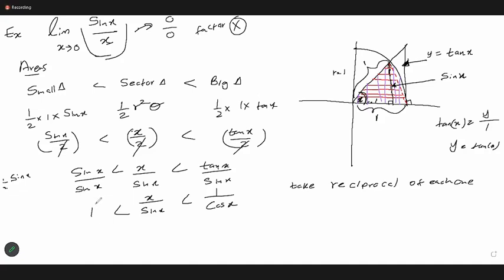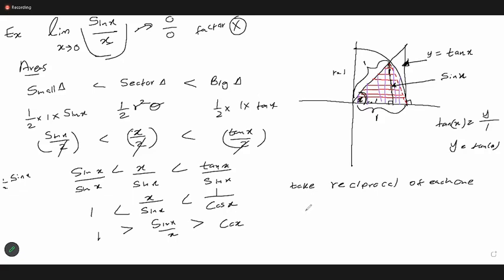So here, if you take the reciprocal of 1, again it remains as 1. Take here x over sin x, then you can write sin x over x. Here, you can write cos x. The point is, you have to change the direction of this inequality.